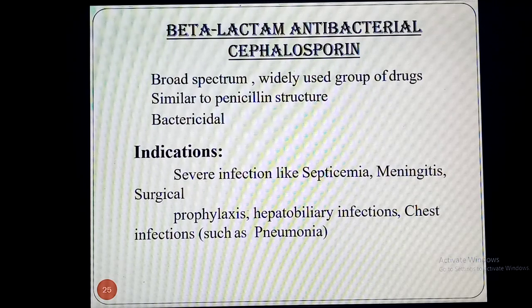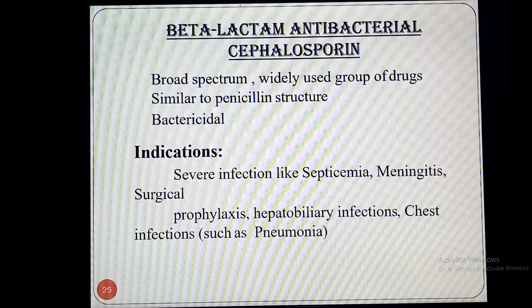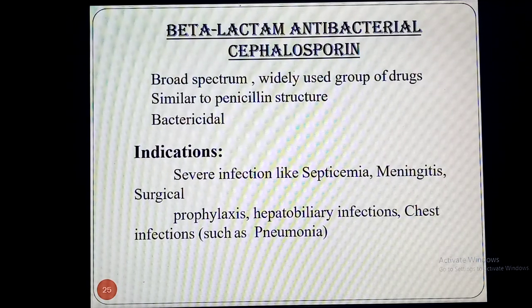Cephalosporins are used in the treatment of infections like septicemia. Sepsis means the presence of certain toxins and bacteria in your blood, as well as in meningitis, inflammation of the triple layer of the brain, surgical prophylaxis, hepatobiliary infection, and chest infection such as pneumonia. So these are the different indications, and cephalosporin is used in the treatment of a variety of infections.